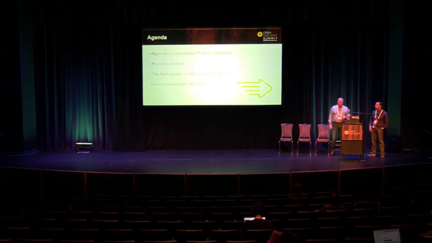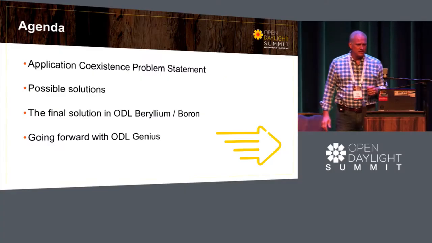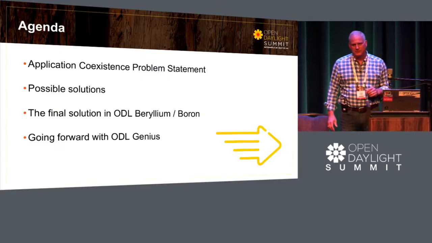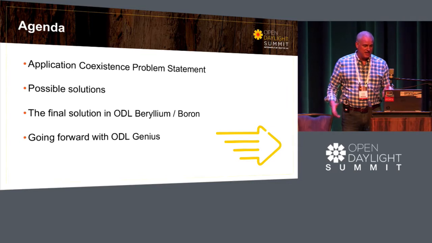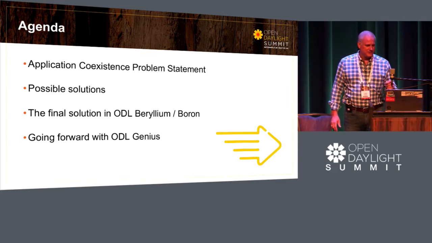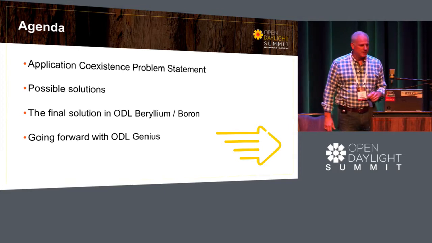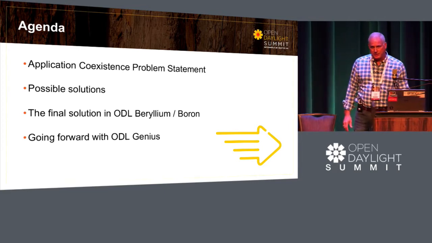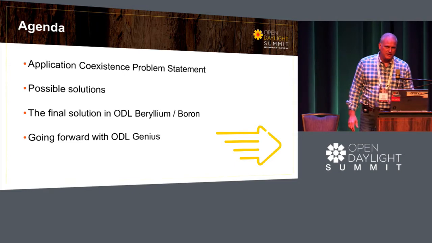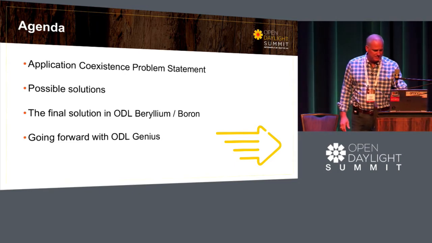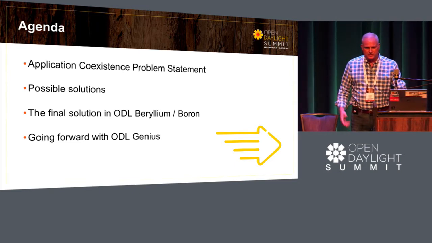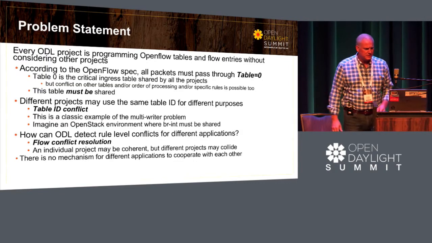In this talk, we're going to go through the problem statement, what caused the issues, go through some possible solutions that we considered, many, but these are some of the top ones, and then describe what we ended up implementing in Beryllium and Boron, and then finally talk about what's going to be happening moving forward using the Genius project.